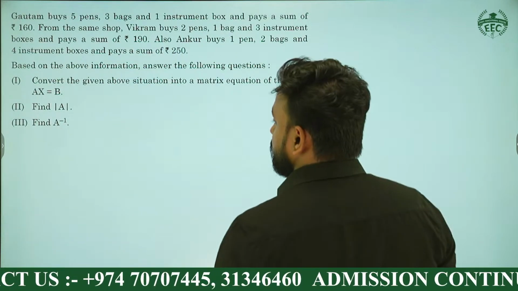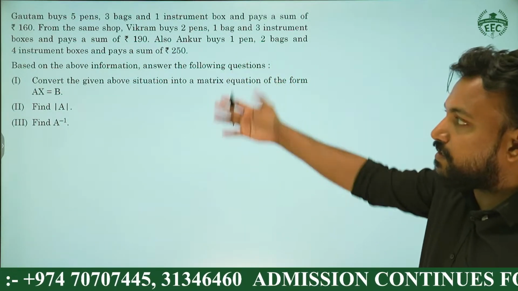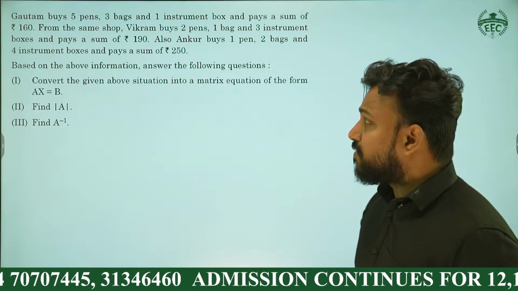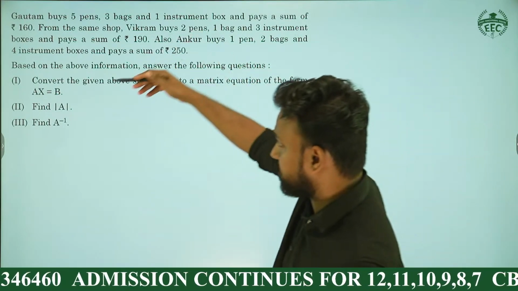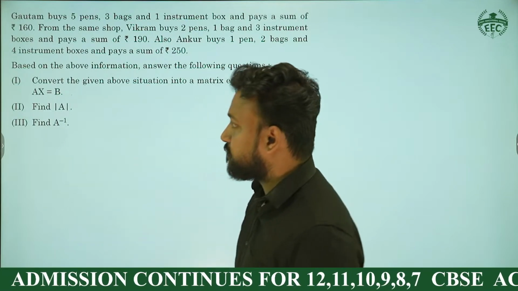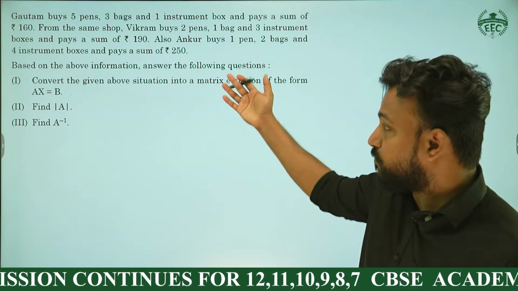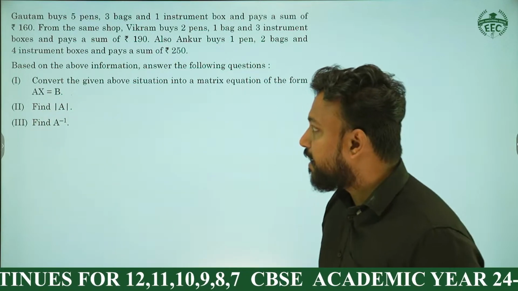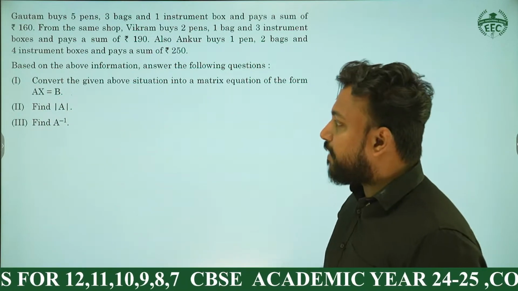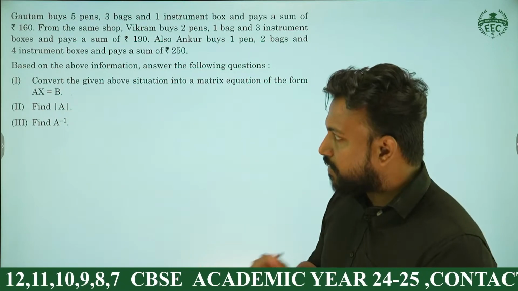Here it's a case study question. It's an easy one. We only need to find Ax is equal to B, convert this particular question into that form, and find the determinant of A and find A inverse. Okay, we can do that.